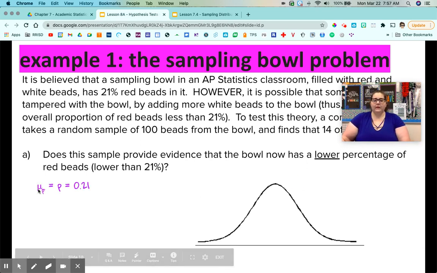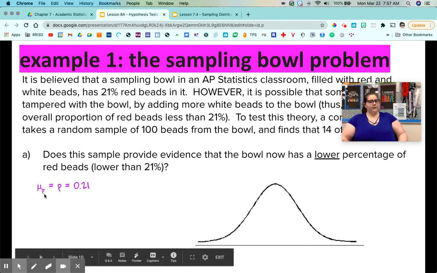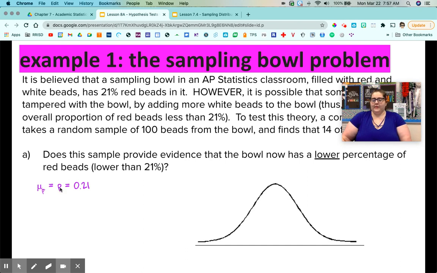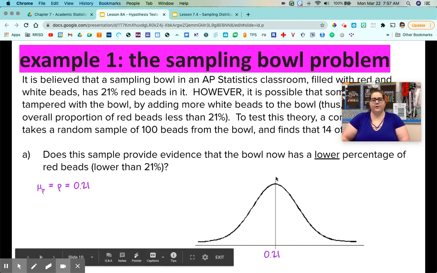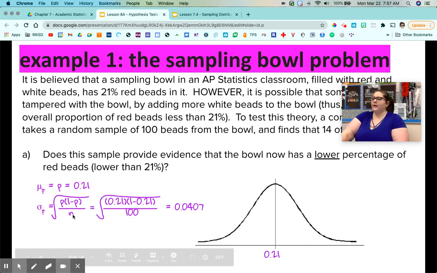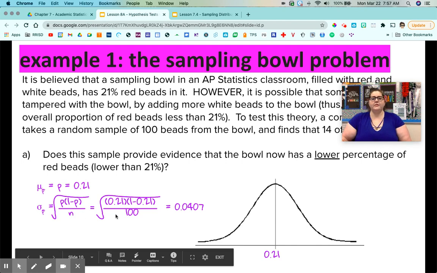The mean of that sampling distribution, if you remember back to our sampling distribution problems, mu p hat is equal to p, which is 0.21. So we know that's what's in the middle. And then our standard deviation is the square root of p times 1 minus p over n. Again, this is the same as for sampling distributions. So the square root of 0.21 times 1 minus 0.21 over 100 is about 0.0407. So you can imagine, if we go out 3 standard deviations in either direction, each of those standard deviations is about 0.04.